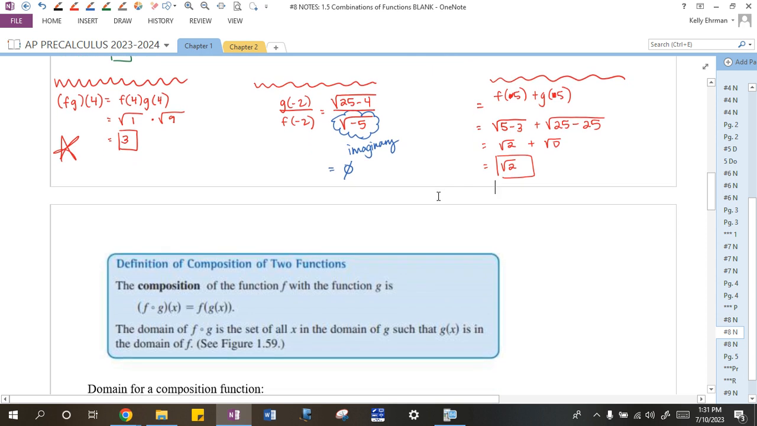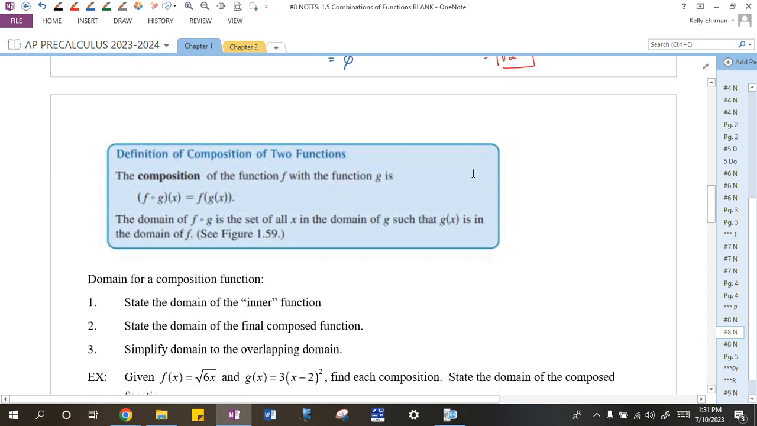Composition is where things can get a little bit trickier. So a composition is not really an arithmetic operation. It's not addition, subtraction, multiplication, division. It's plugging one function into another function. We call that composition. So we have this little symbol here. This little open circle means composed with. I would read this as f composed with g of x, or f of g of x.